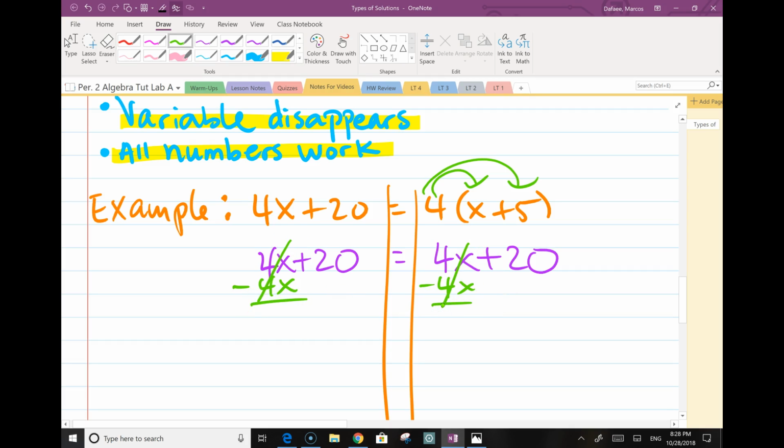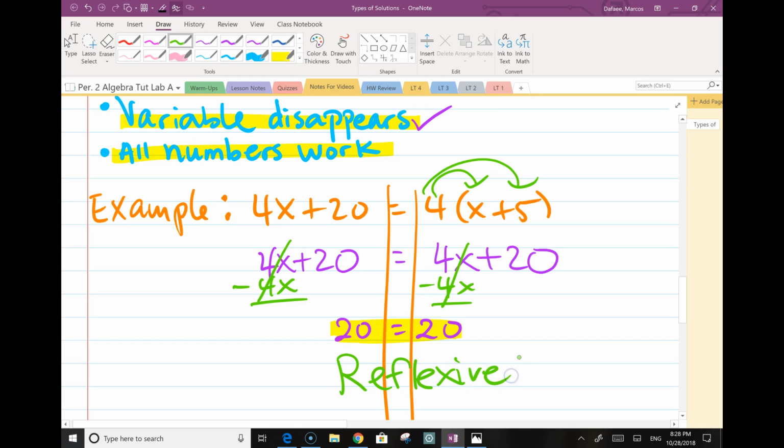Now my variable disappears, and I'm left with a statement that says 20 is equal to 20. As I said before, the variable just disappeared when I used the subtraction property. What I'm left with is a statement that I now have to think about and consider how valid it is. If you consider 20 being equal to 20, this has to do with the reflexive property of equality.